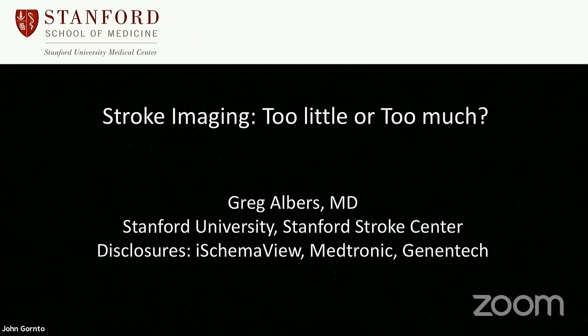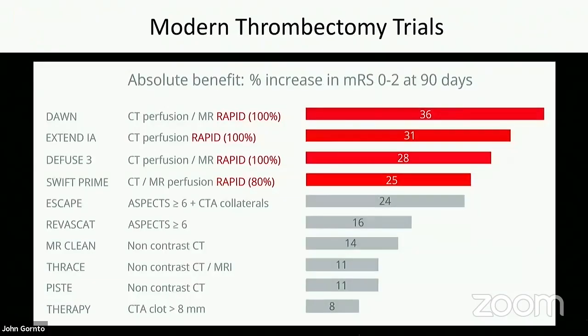Okay, so I'm going to talk about too little imaging: we should do penumbral imaging in most of these patients. The lawyers have a term called res ipsa loquitur. Do you guys know what that stands for? Any law students here? I think it directly translates to the evidence speaks for itself. So these are the results of the modern thrombectomy trials looking at the absolute benefit. We've had a number of positive trials, but the ones with very large benefits are the ones that did perfusion imaging.